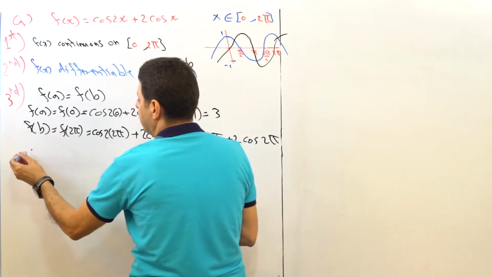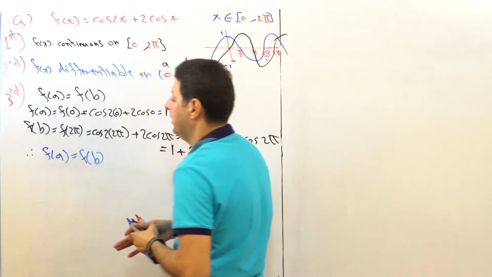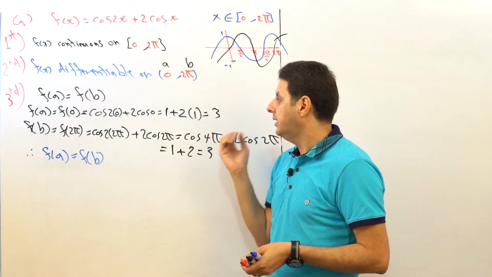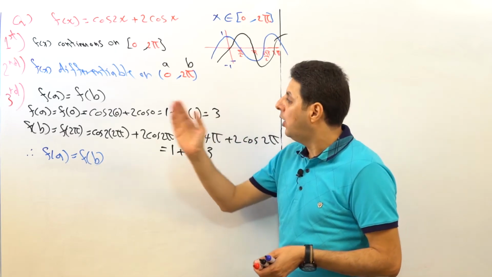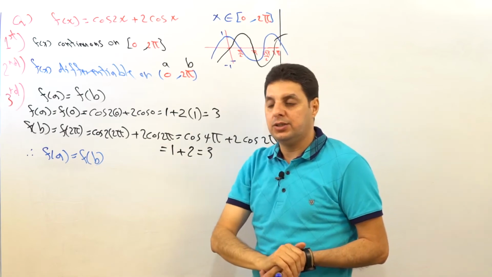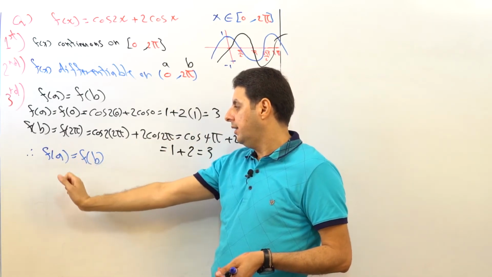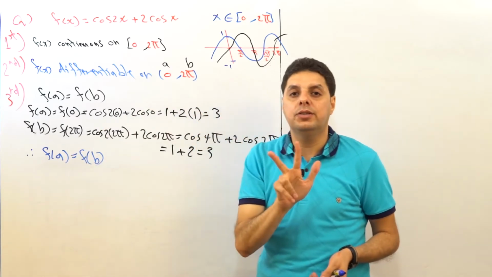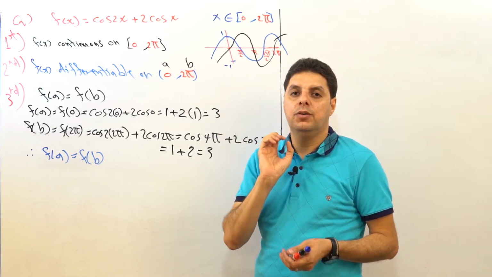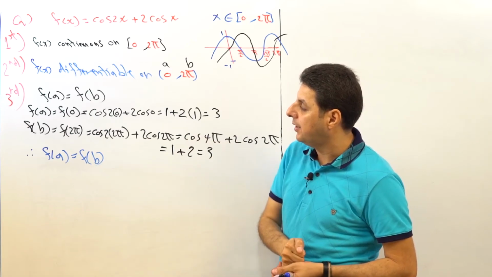Then f of A equals f of B. We substituted A, zero, in the original function and the result was 3. We substituted B, which is 2 pi, in the original function, and the result is also 3. Then f of A equals f of B. The three conditions are satisfied for Rolle's theorem.